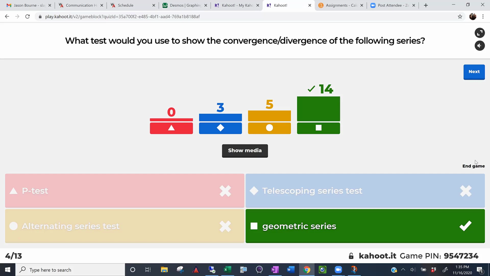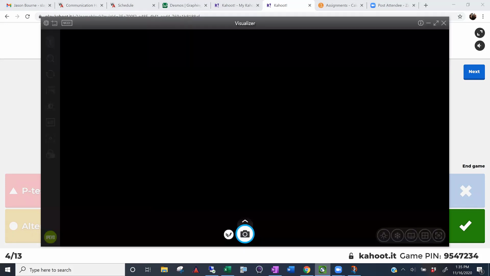Let's think. That is a geometric series. So, yeah, it is not in the form of a p-test. Let me see if I can't. Let's do this here. Click the wrong button. Yeah, that is kind of a downside of Kahoot, if you click the wrong button, that's it. There's no going back.